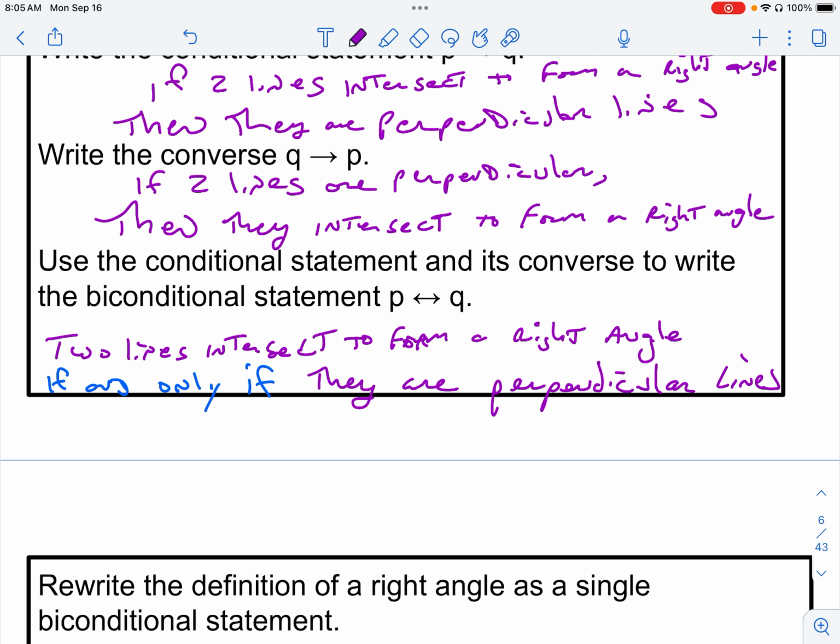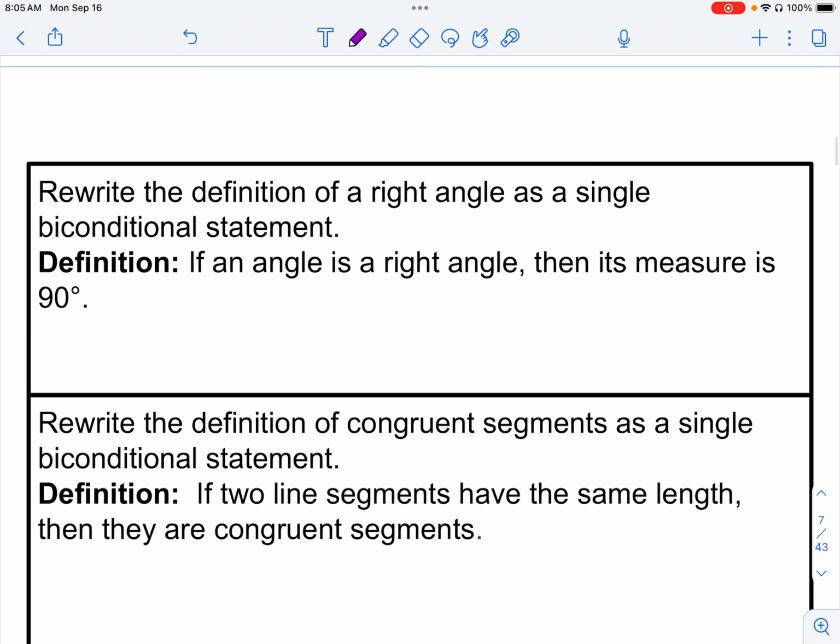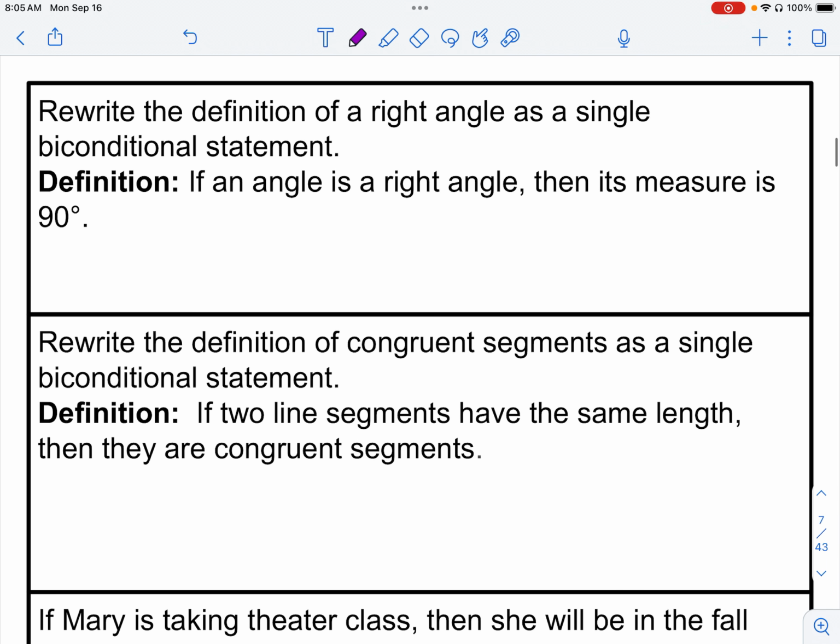So by using the if and only if, we have the conditional statement, we have the converse, we know they're both true, so we know the inverse is true, we know that the contrapositive is true, and we get to stop there. So if and only if is actually less work for us when we have definitions. So let's do some more examples. Rewrite the definition as a single biconditional statement, which means if and only if.